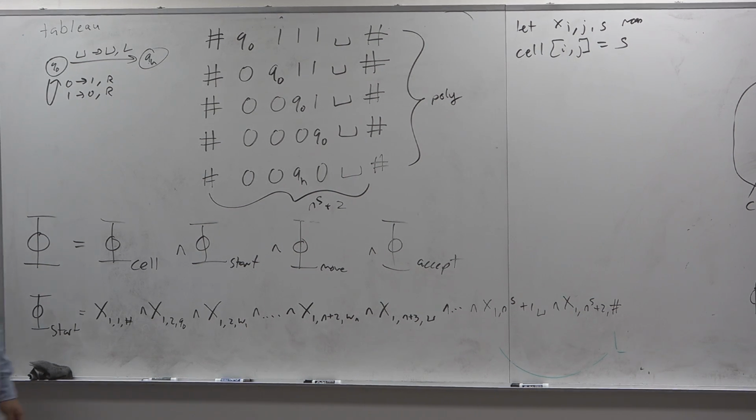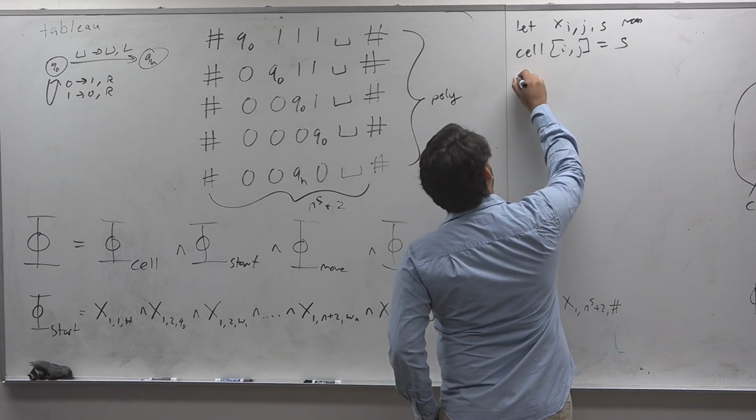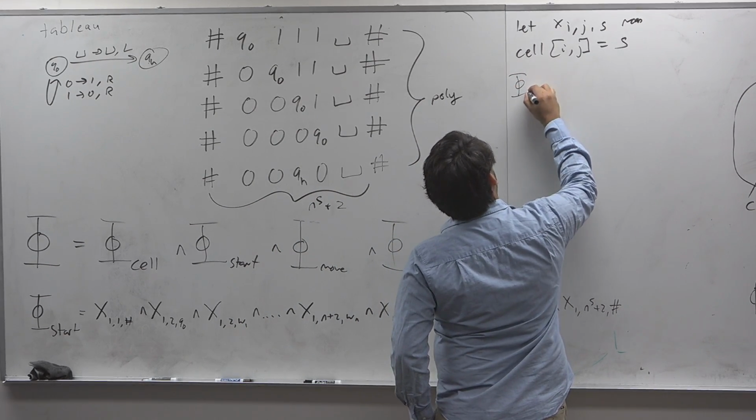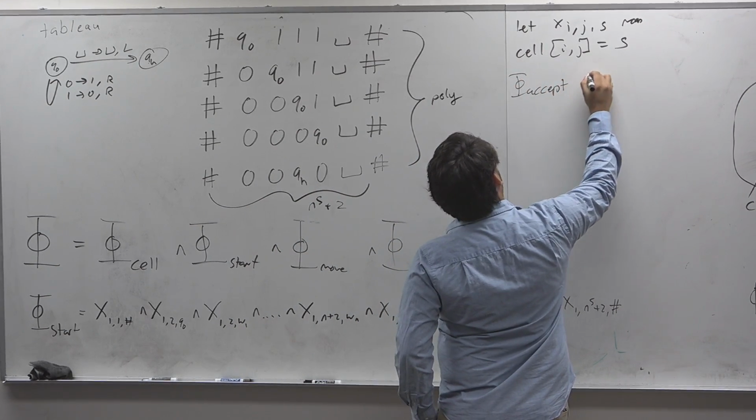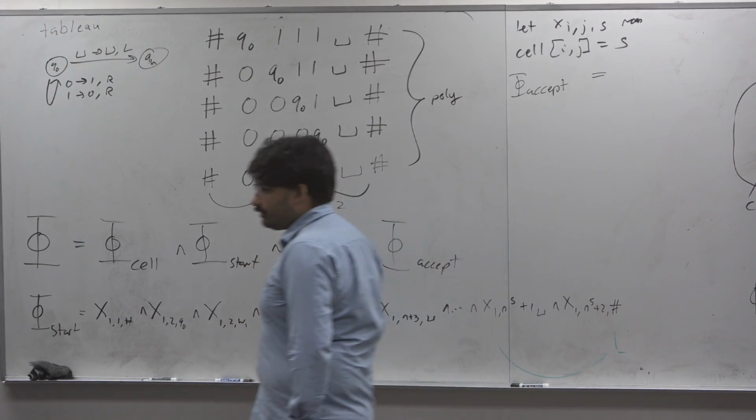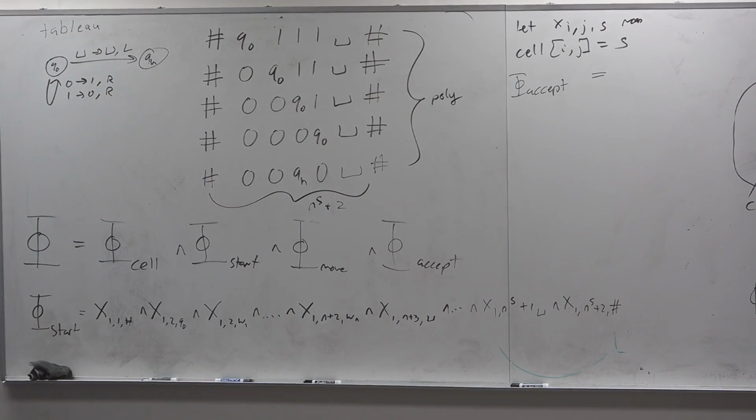Okay, what about, this one's simple as well. What about phi accept? The last line of the table matches the accepting state? Correct. But one of the problems with Cook-Levin is lots of little programming details. So at a high level, that's exactly what happens, but we need to be more specific, unfortunately.